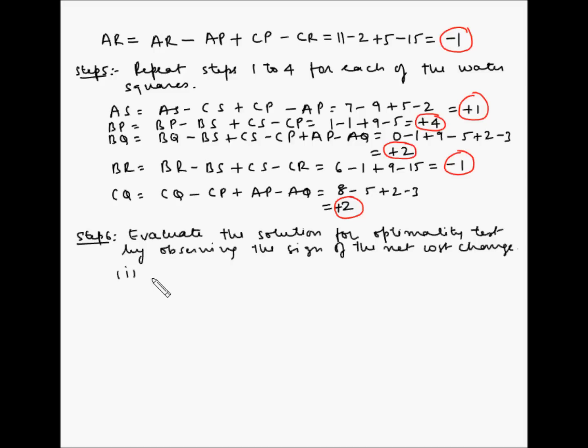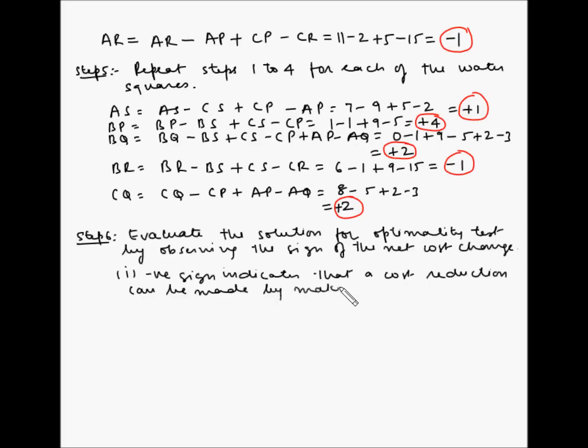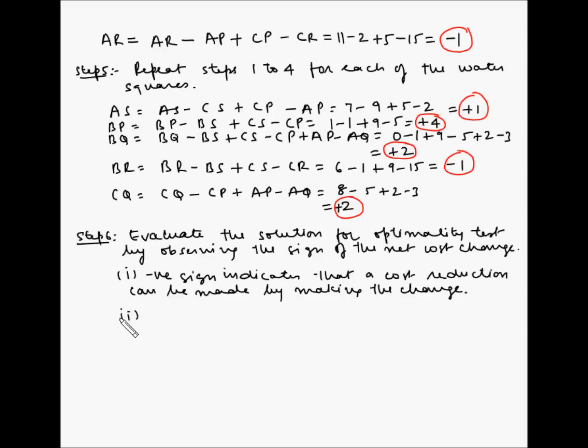So the first is that a negative sign indicates that a cost reduction can be made by making the change. Indicates that a cost reduction can be made by making the change. Now let's look at the second condition.